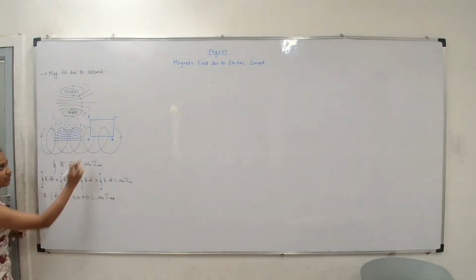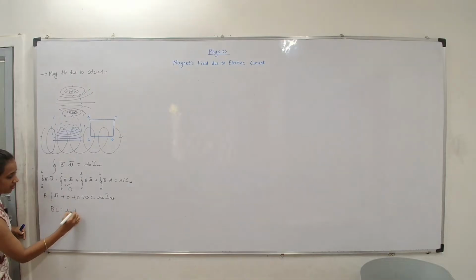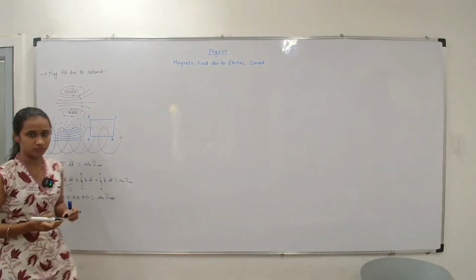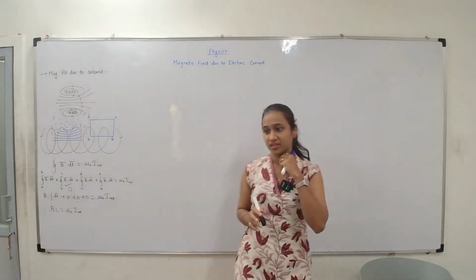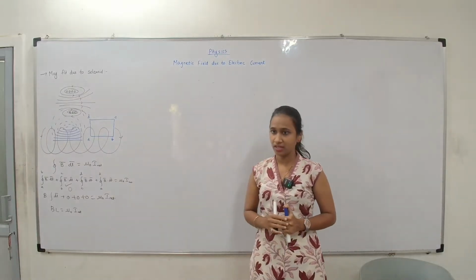So B, integration of DL will be the total length. BL is equal to mu naught times net current flowing through. We are clear with the left hand side. Left hand side ला आता काही सॉल्व करायची गरज नाही. B आपल्याला डायरेक्टली भेटतो. मॅग्नेटिक फील्डच आहे ना.